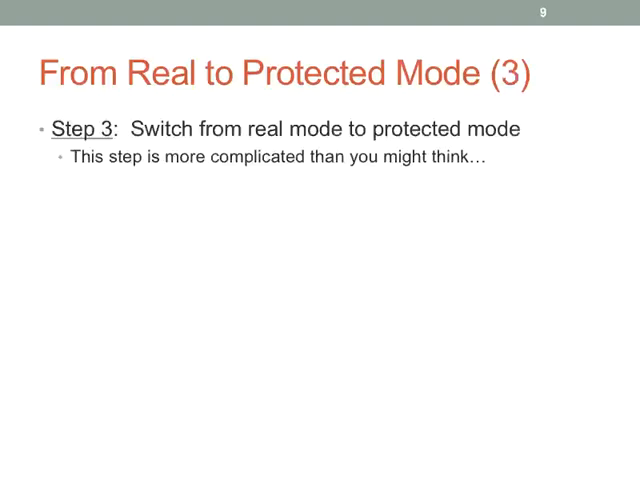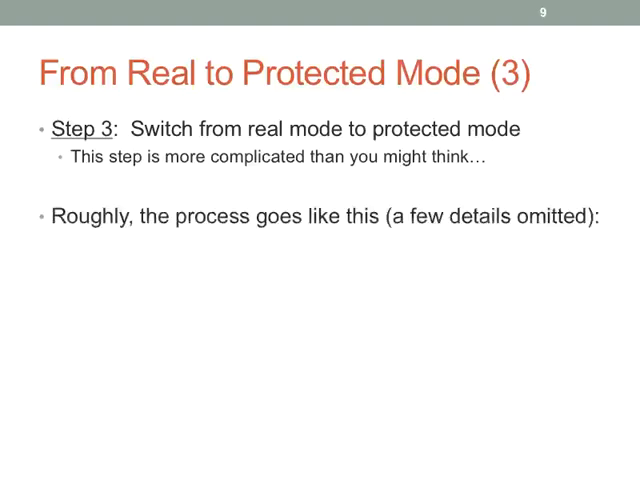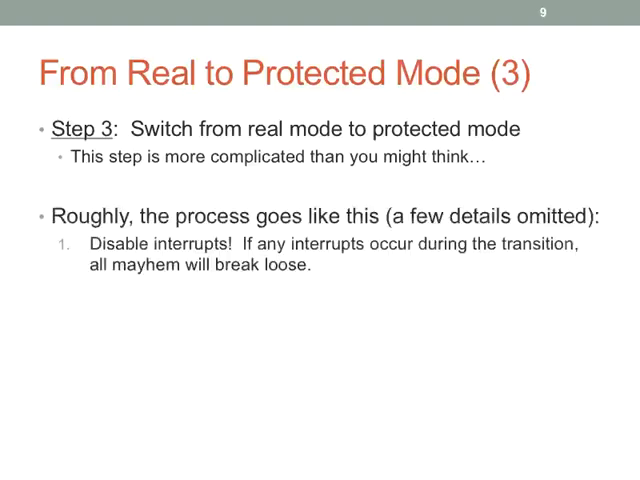Okay, so we switch from real mode to protected mode. And again, more complicated than you think. The work you guys have to do on the second project is like the simplest possible version of it. Okay, so there's a few details even omitted from what I'm going to give you, and it's like an eight-step process here. So you disable interrupts, and the IA32 manual is really explicit about this.